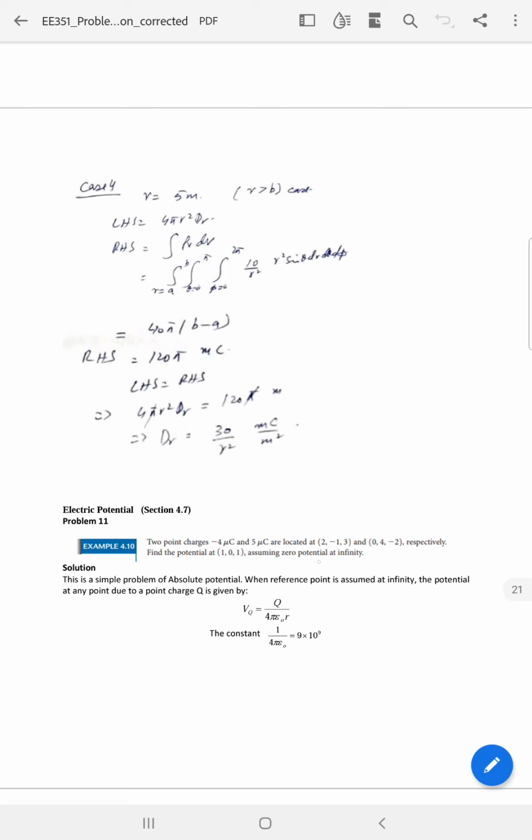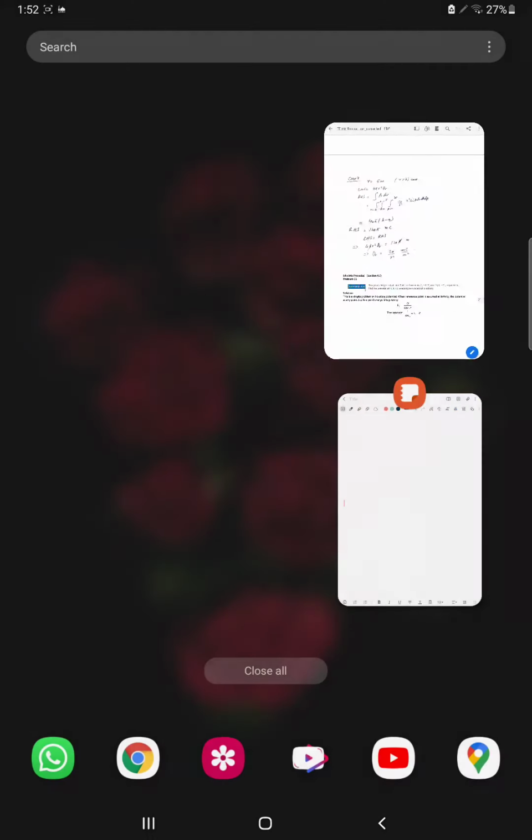So the potential at infinity is 0, which means that we have to find the absolute potential due to the two points and add them. So there are two potentials, and all we need to do is find the distance between the point (2, -1, 3) and (1, 0, 1), and between (0, 4, -2) and (1, 0, 1), then use this formula to find the potential and add them. So it's a relatively easy problem.